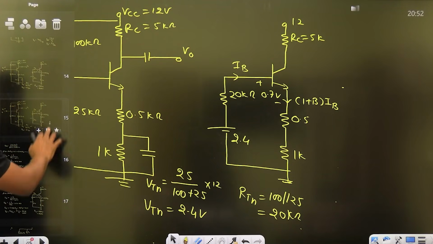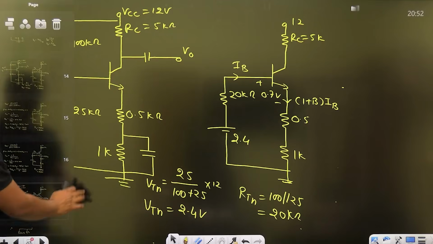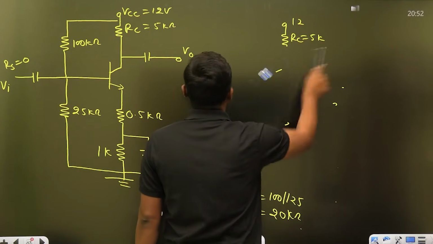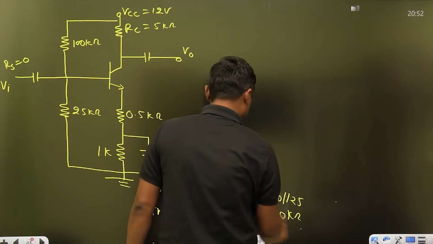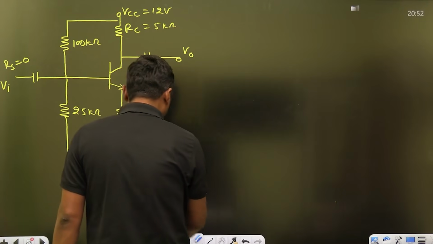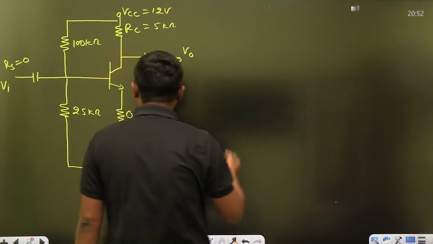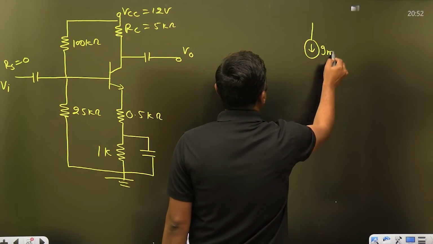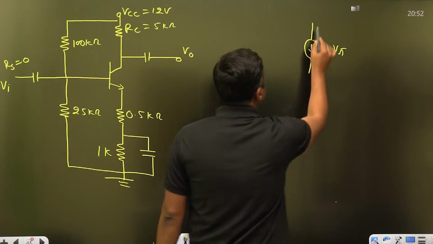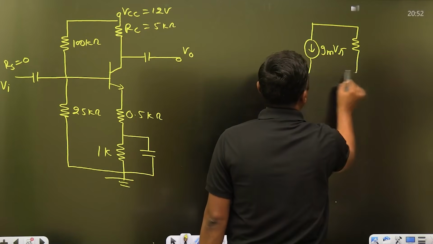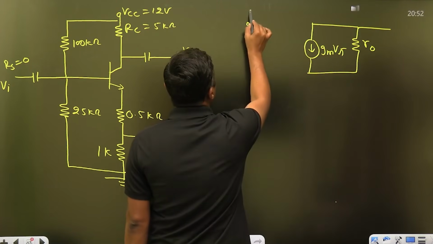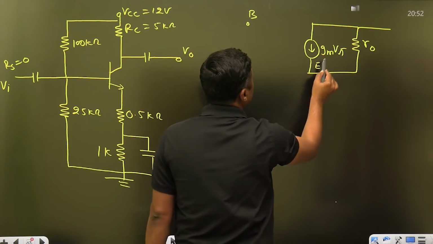Once you have the value of RE, then you can use this model. So brother, next time be prepared. Today's solution will be made, but this is the GM V pi, this is R0, right? This is the base, this is the emitter.